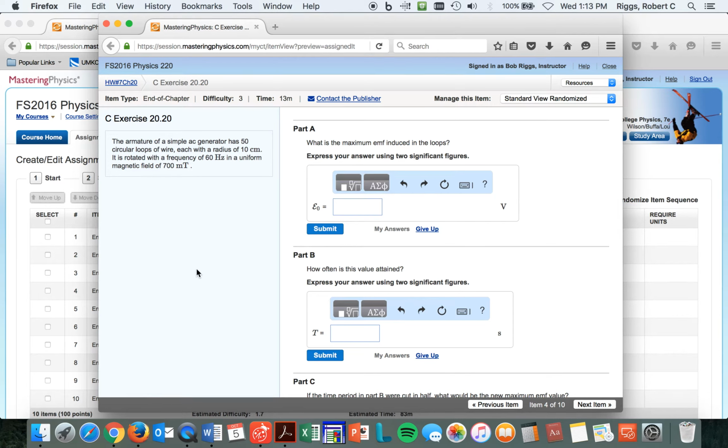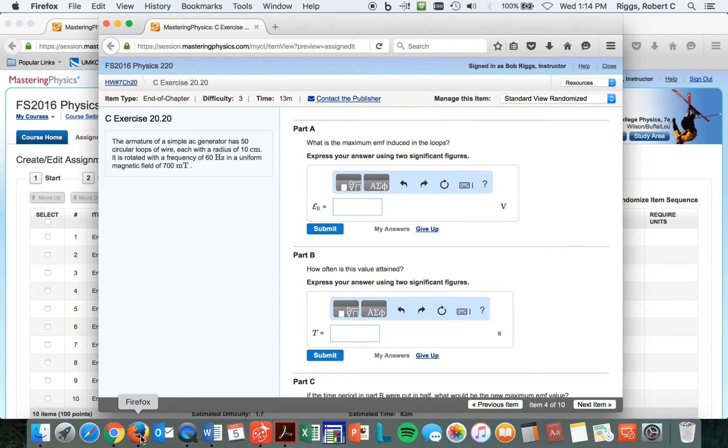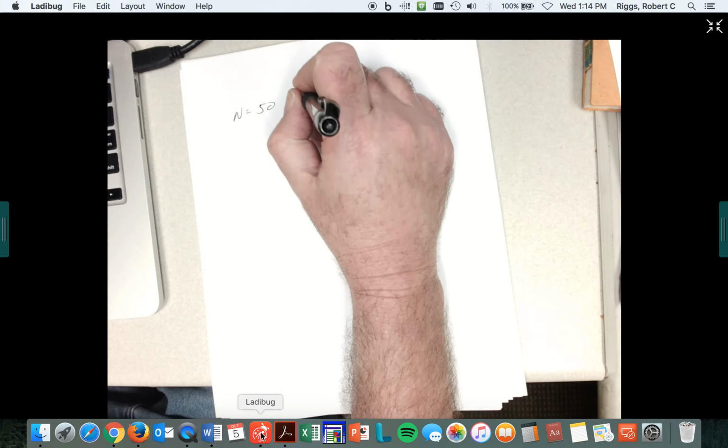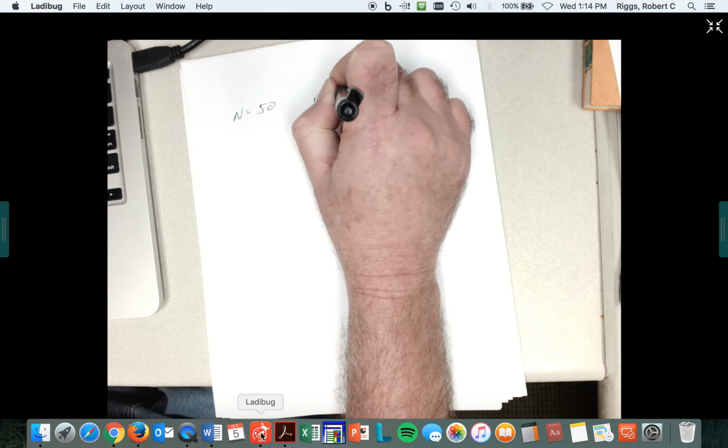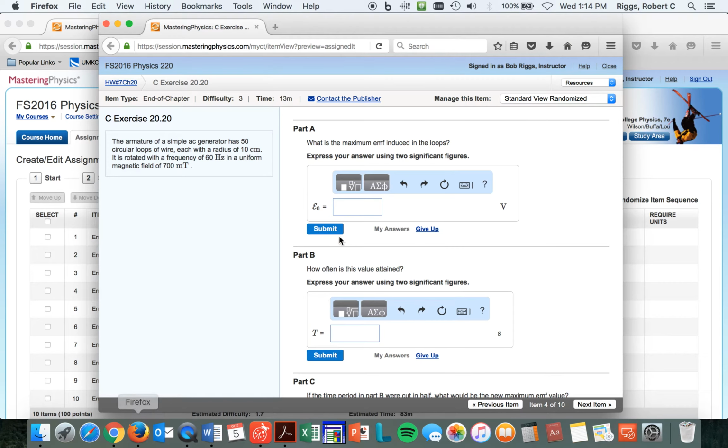Each wire with the radius R is equal to 0.2. That's a piece of cake. Oh, wait. What did I say? Diameter is 0.2. So the radius is 0.1 meter. All right. So tracking along, and it's rotated with a frequency of 60 hertz.